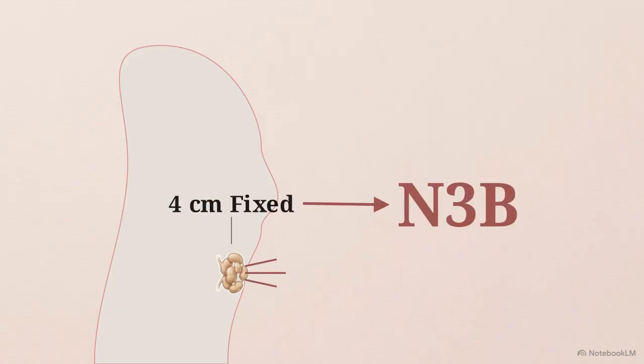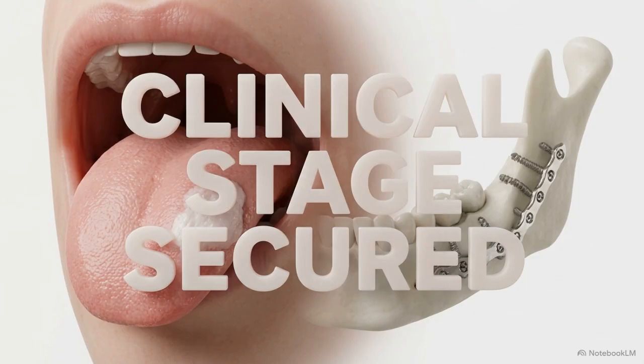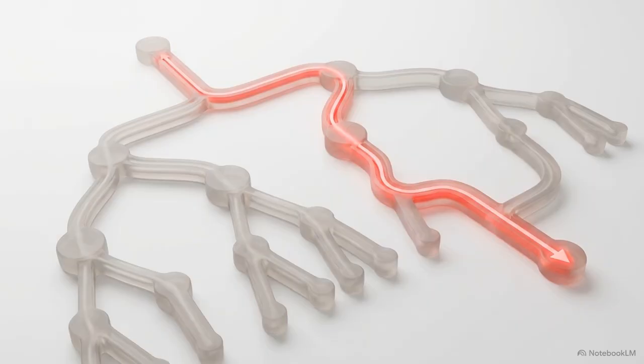A 4 centimeter hard node fixed to the skin triggers N3B. With no distant metastasis, the final staging locks in at T2 N3B M0. These millimeter measurements and nodal characteristics dictate the required response. They trigger precise, aggressive surgical algorithms designed to clear the disease.